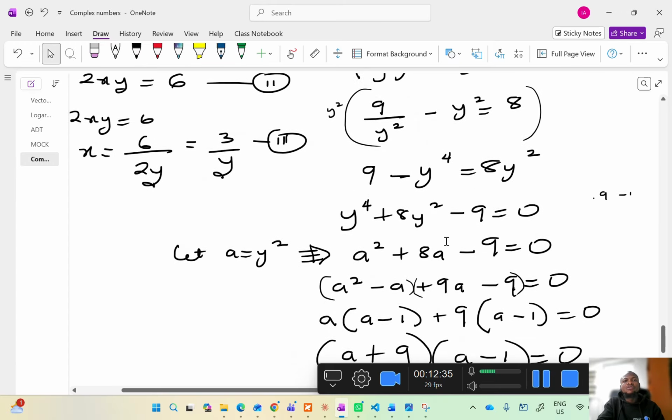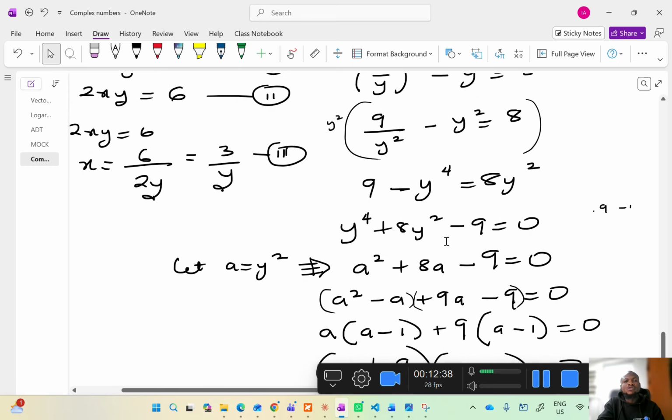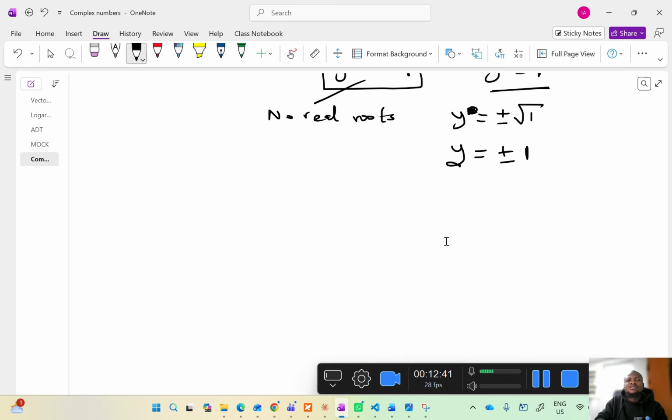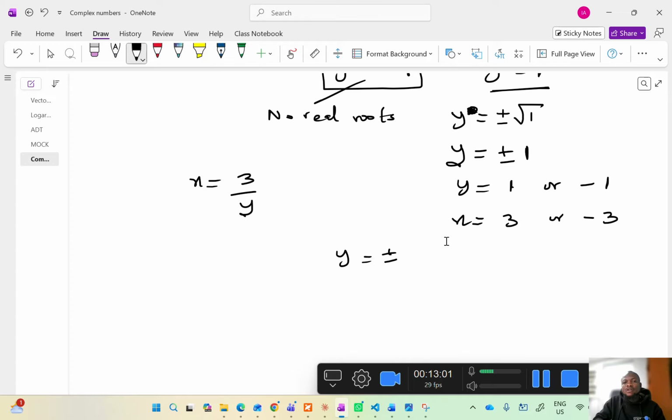So you are asked to find the value of x and y. Recall that the value of x is equal to 3 over y. Since the value of y is equal to 1 or minus 1, that means the value of x will be equal to 3 divided by 1, which is 3, or 3 divided by minus 1, which is minus 3. So y is equal to plus or minus 1, x is equal to plus or minus 3. Do you guys understand that? But just write this: y is equal to 1, x is equal to 3, or y is equal to minus 1, x is equal to minus 3. I hope you understand this.